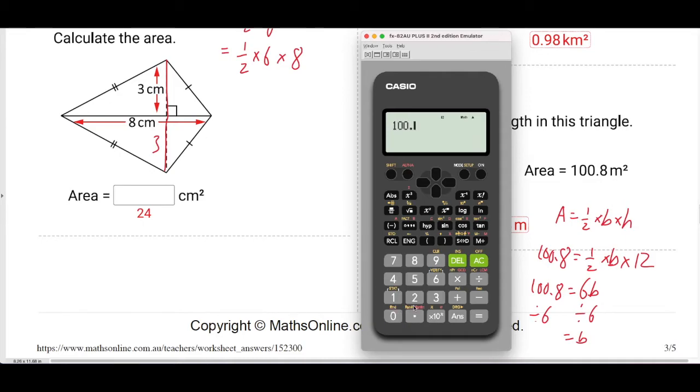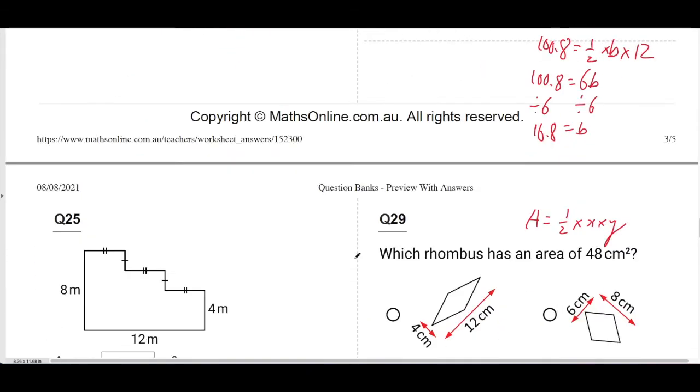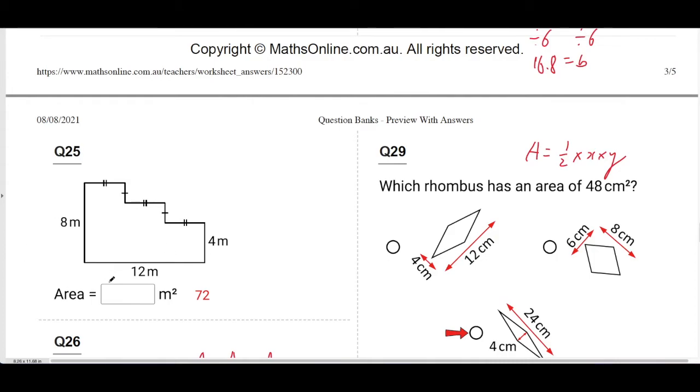100.8 divided by 6 is 16.8. Okay, so that's how you get the answer, right? So okay, 24. It's a tough question, so if you get this wrong, it's okay. 25. Okay, so this question, you've seen this question in the homework. So if you've done that question in the homework, you should be able to do this question.